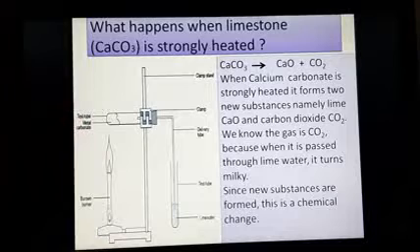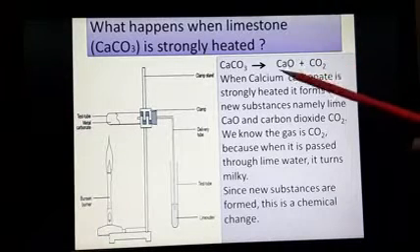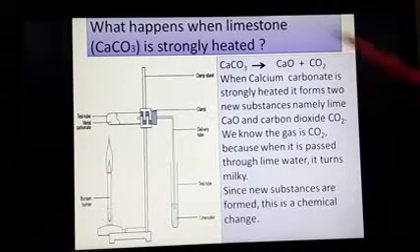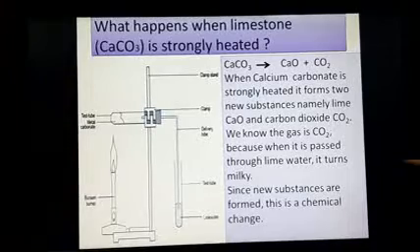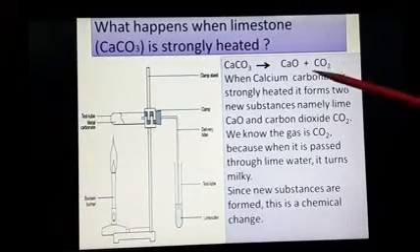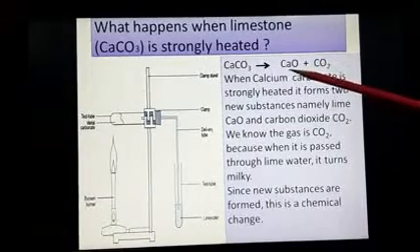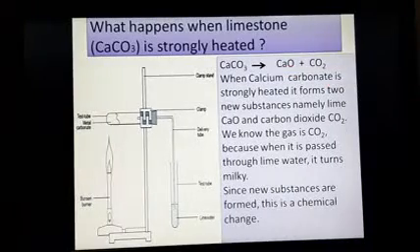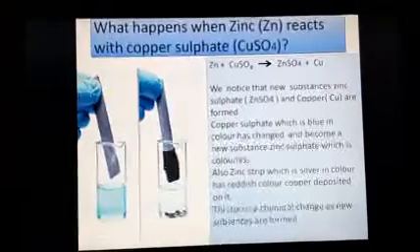And what is left behind, that powder, is calcium oxide, commonly called lime. So we can see that new substances like carbon dioxide and lime are formed from calcium carbonate. So it's a chemical change.